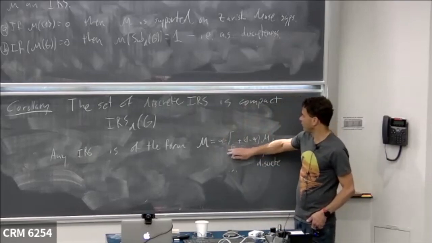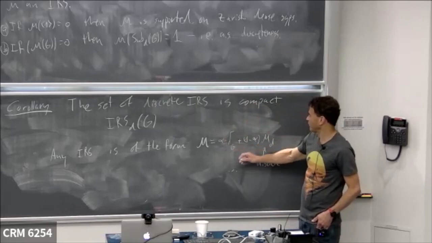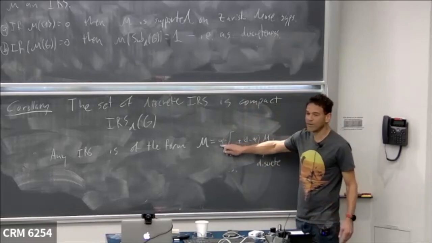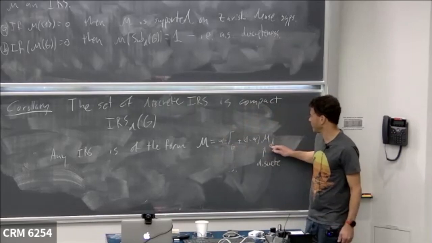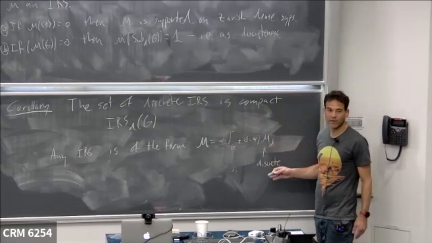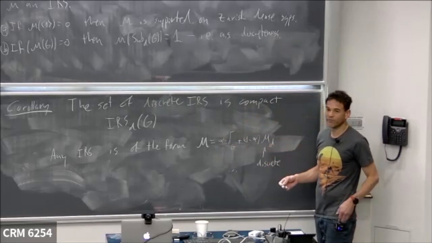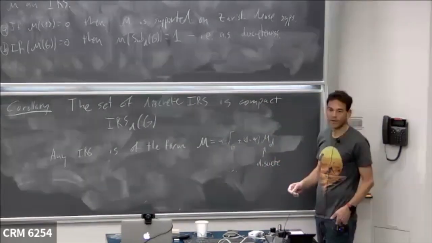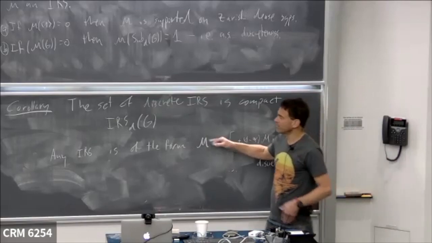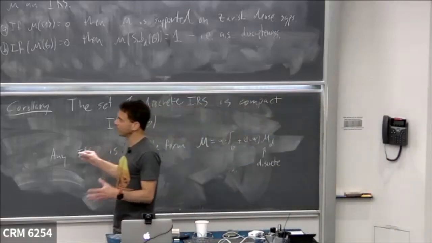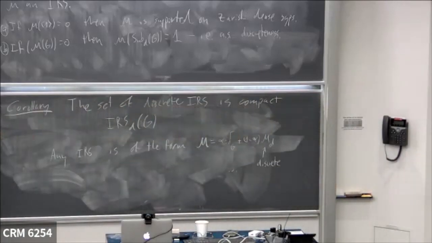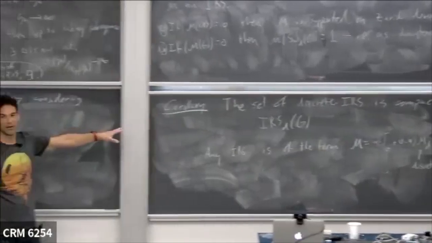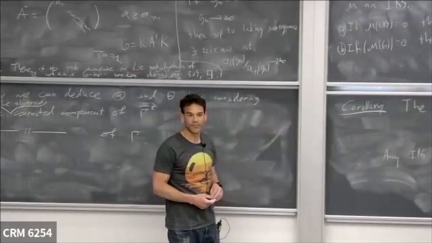So if you consider only the space of all mu such that alpha is 0, so all the support is discrete, it is still compact. The limit of such must also be like that, because G is an isolated point, and if any point in the support is not G, it must be discrete. It means that the set of all discrete IRS is compact.